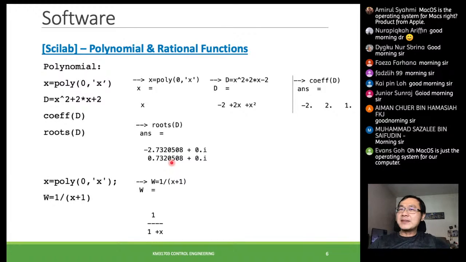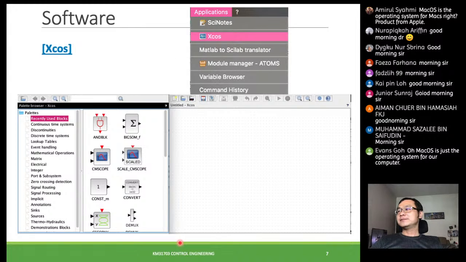Once you are familiar with that, in the future it will be easy for you to use it without doubts. Then you can also try this. This is how you can assign your polynomials. You can start to put transfer functions, like if you don't want to put x, you can put s. It will form a transfer function for you.